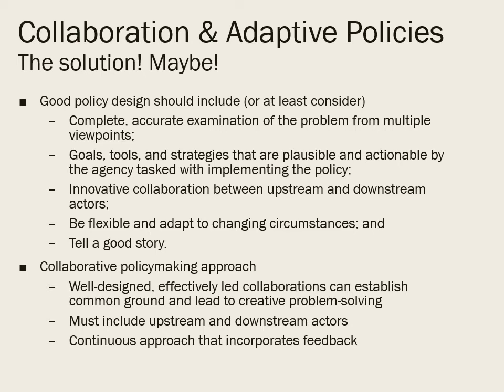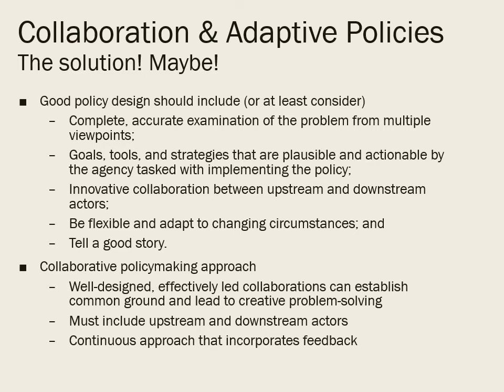Now, good policy design is often achieved through this collaborative policy-making approach. If a collaborative approach is well designed and effectively led, you can establish common ground and you can get these creative solutions. But you've got to include upstream and downstream actors, agency personnel, regulated parties, citizens, other stakeholders. You also have to recognize that this approach is continuous. You need street-level bureaucrats to provide feedback on prevailing conditions on the ground, and then that feedback has to allow policymakers and implementers to adapt as new conditions or new challenges appear.